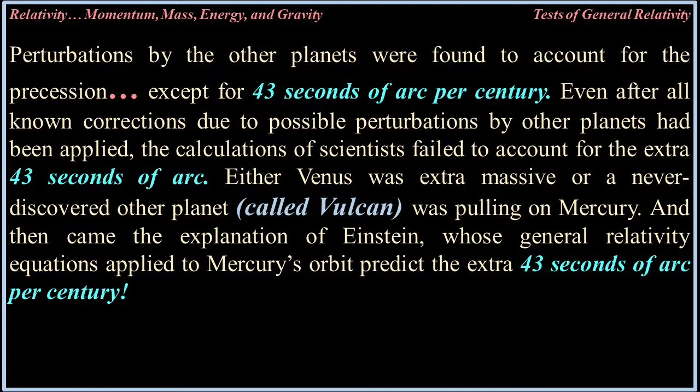Either Venus was extra massive or a never discovered other planet called Vulcan was pulling on Mercury. And then came the explanation of Einstein, whose general relativity equation applied to Mercury's orbit predicted the extra 43 seconds of arc per century.